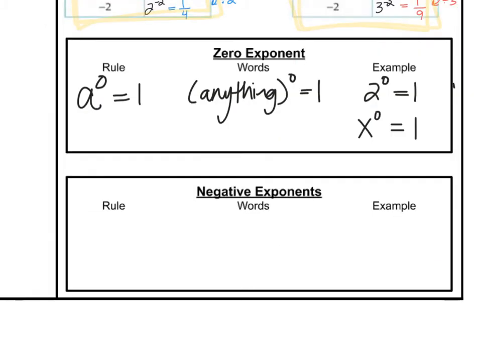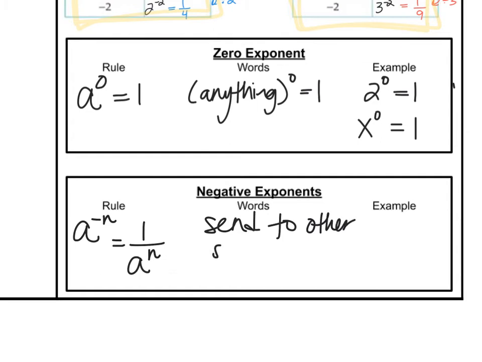The rule for negative exponents, if you have a negative, hold on, sorry, I don't like that. Try it again. If you have a negative exponent, a base with a negative, then you send it to the other side. And then if you have an empty spot, you can put a 1, like Andrew said. When you send it to the other side, it becomes positive. So in words, send to the other side and make it positive.